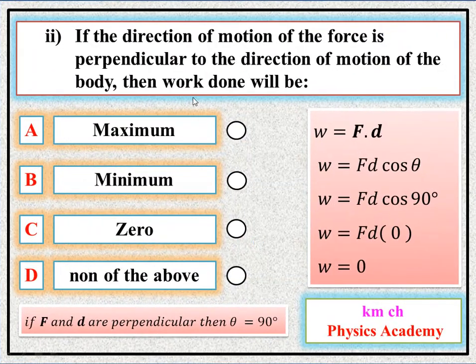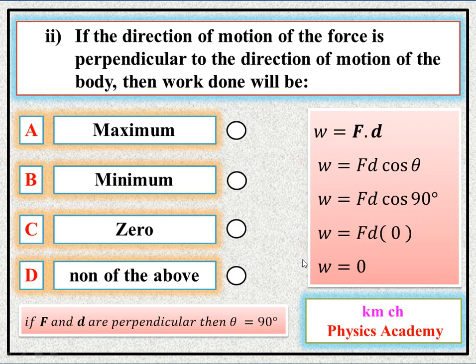Question number 2. If the direction of motion of the force is perpendicular to the direction of motion of the body, then work done will be. Options are A maximum, B minimum, C 0, and D none of the above. We know that if F and D are perpendicular, then the angle between them is equal to 90 degree. So work done is equal to F dot D is equal to FD cos theta, FD cos 90 if force and displacement are perpendicular to each other. Therefore cos 90 is equal to 0 and work done will be equal to 0.